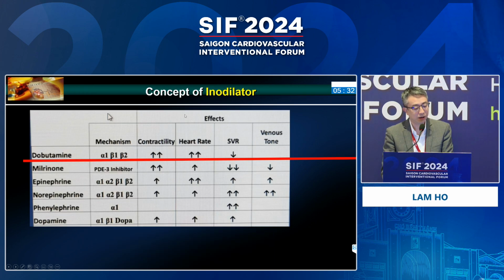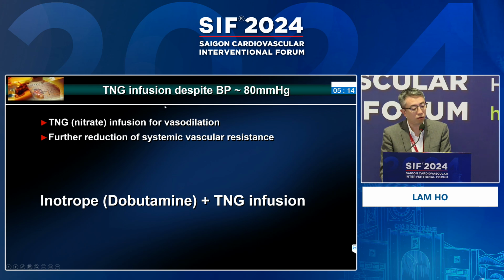And then this time we used an inodilator, not dopamine or noradrenaline, we use dobutamine because in low dose, in fact, it will decrease systemic vascular resistance. Although it's an inotrope, an inodilator is inotrope plus vasodilator. And on top of that, despite the patient's BP around 80s, we give TNG, to further drop the systemic pressure so that the systemic vascular resistance will decrease. So we give dobutamine plus TNG infusion.